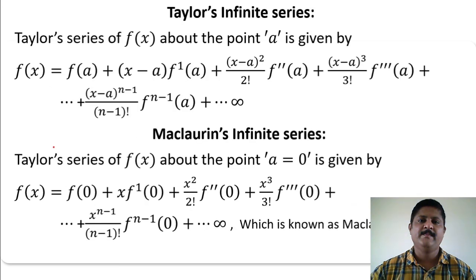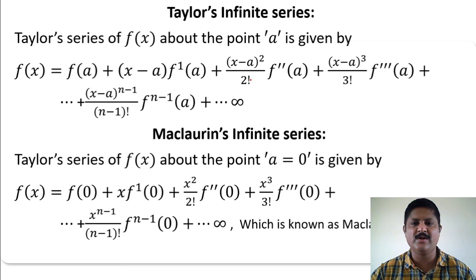Taylor's infinite series. Taylor's series of f(x) about the point a is given by f(x) equals f(a) plus (x minus a) into f'(a) plus (x minus a) whole square by 2 factorial into f''(a) plus (x minus a) whole cube by 3 factorial into f'''(a) plus so on (x minus a) whole power n minus 1 divided by (n minus 1) factorial into f^(n-1)(a) plus so on.